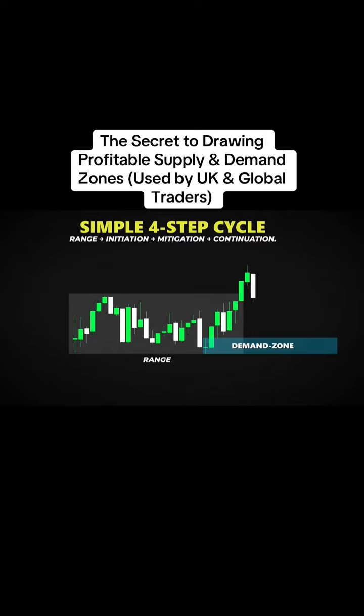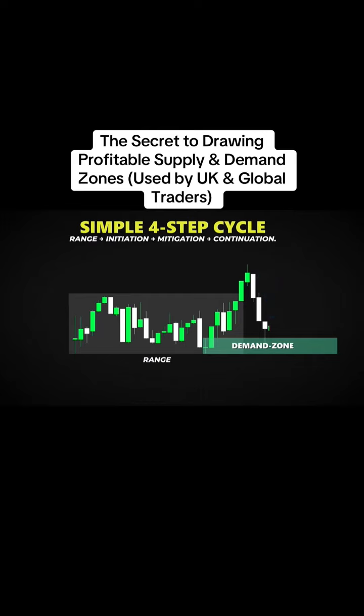After that, price pulls back down to revisit the zone. This is the mitigation phase. Institutions might have leftover buy orders from earlier, so when the price comes back to the zone, they fill those orders. If the price touches the zone and bounces back up, it confirms that this demand zone is solid.